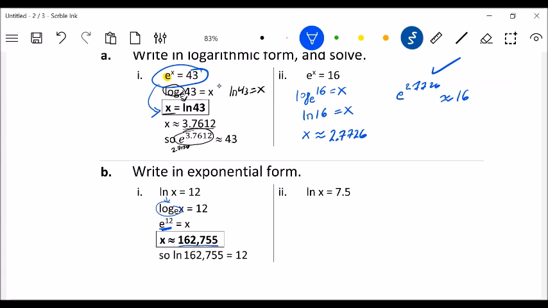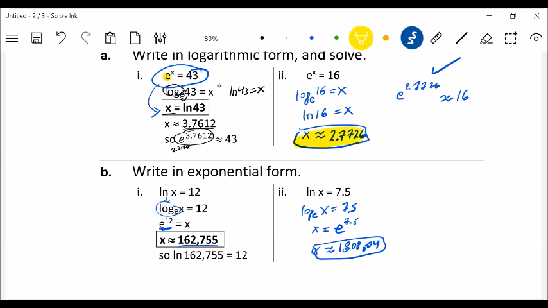You get 162,755. Okay, let's do the same thing over here. That's log base e of x is equal to 7.5. So x is equal to e to the 7.5. x is approximately 1808.04. Okay, a couple of these need circling.